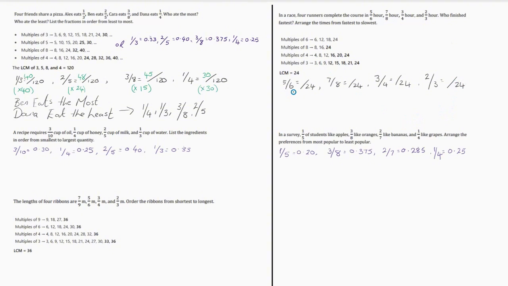You've got to work out how many times 6 goes into 24. Well, we know that 6 goes into 24 4 times, okay? So what we do to the bottom, we do to the top. So our new numerator is going to be 4 times 5, which is 20. Same again. That was 3. 3 times 7 is 21.